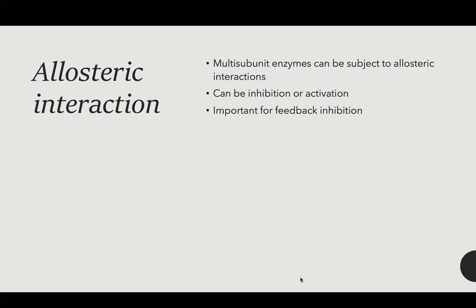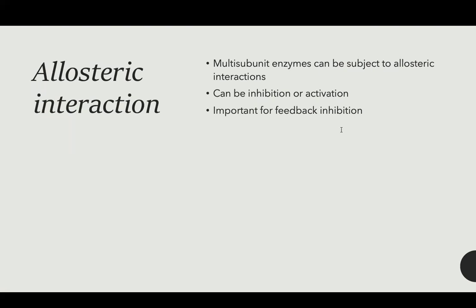Okay, and we can also have allosteric interaction between certain substrates and an enzyme. So some enzymes have multiple binding sites to which certain molecules can bind, and they can either increase or decrease the affinity of an enzyme to a substrate. So it can be both inhibition or activation. This is really important, especially for feedback inhibition in certain metabolic pathways.